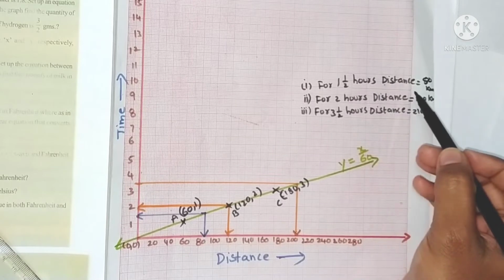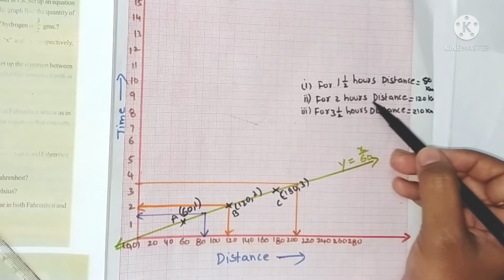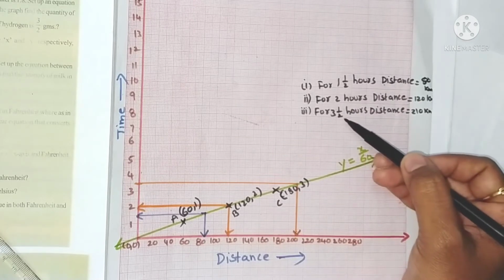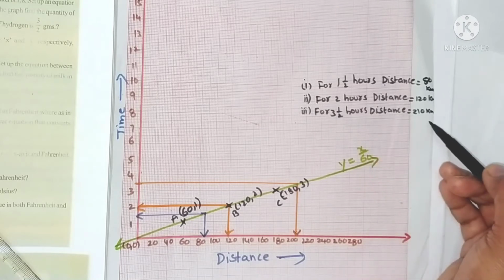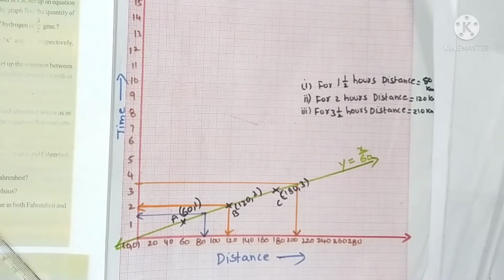So for 1.5 hours, distance 80 kilometers. For 2 hours, distance 120 kilometers. For 3.5 hours, distance 210 kilometers.